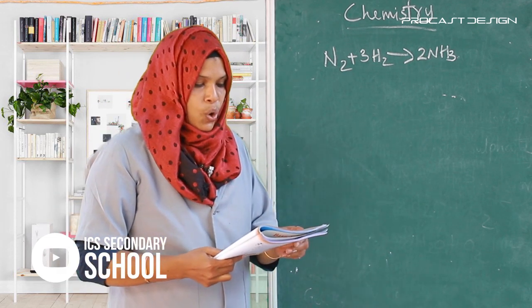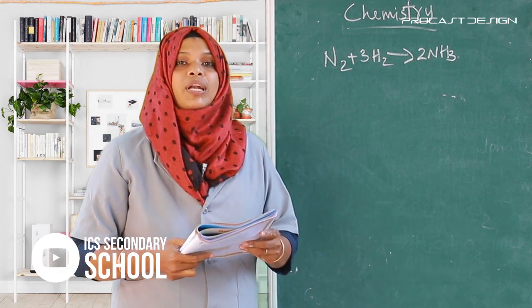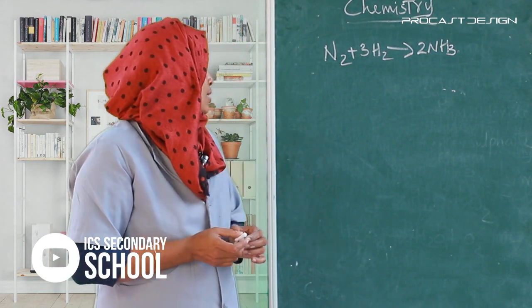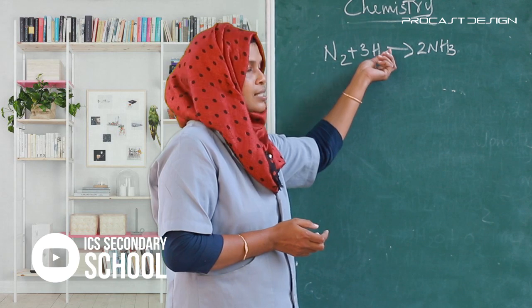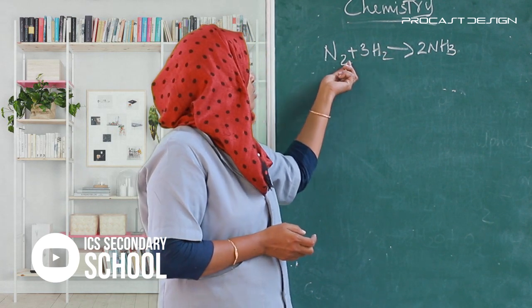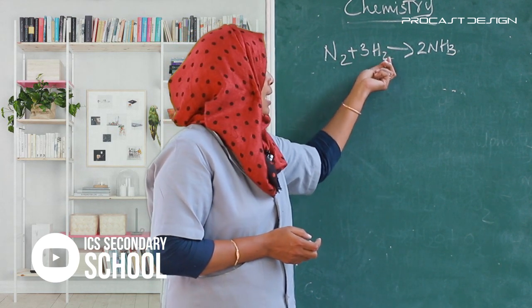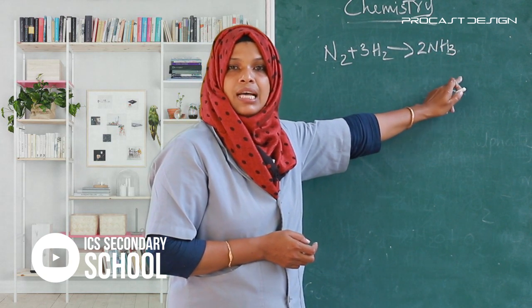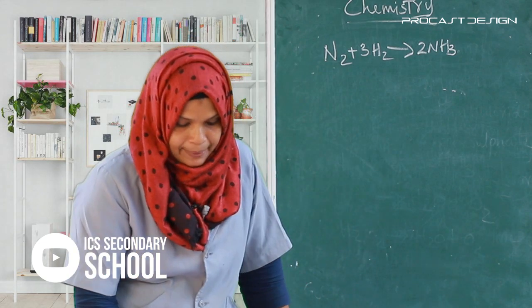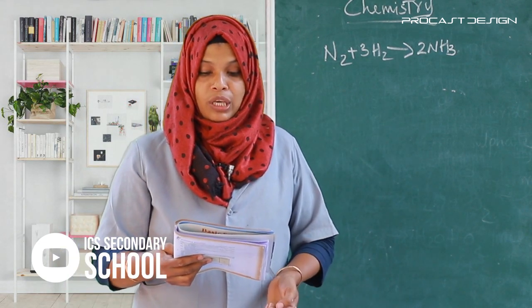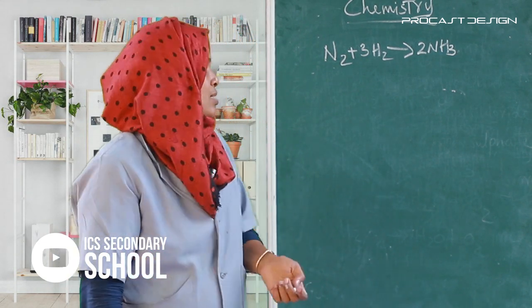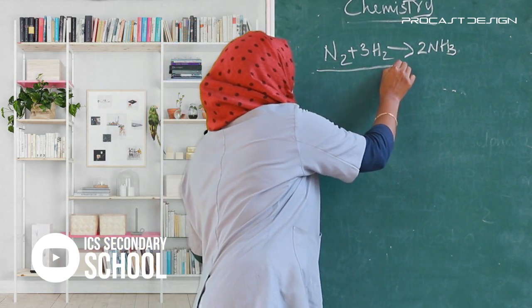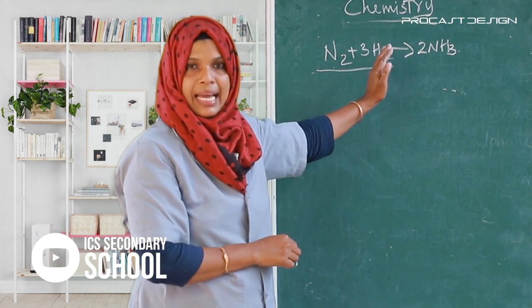First question, what are the reactants and product in this equation? Nitrogen and hydrogen are the reactants, and NH3, ammonia, is the product. Next question: find the total number of molecules and atoms of the reactant.